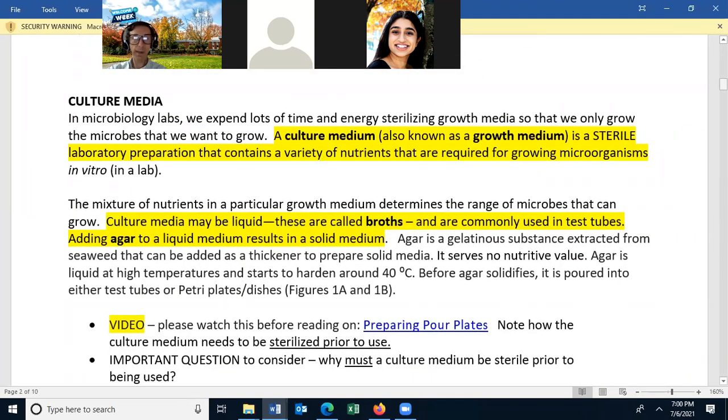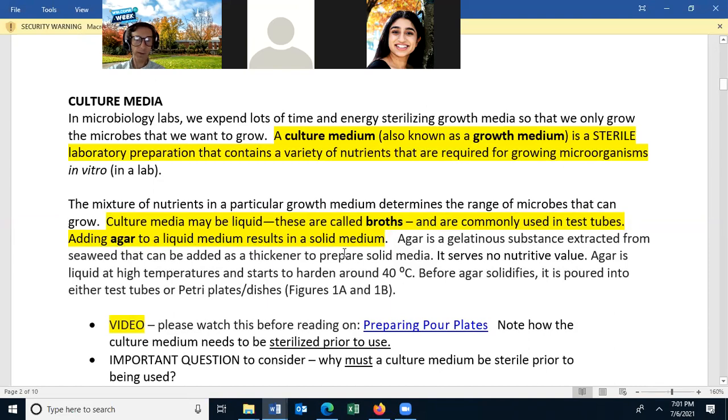We work with culture media. A culture media is also called the growth medium. It is a sterile laboratory preparation that contains a variety of nutrients that are required for microorganisms to grow. Culture media in the lab may be liquid, and these are called broths, and are commonly used in test tubes. We can also add agar to the liquid medium to result in a solid medium.